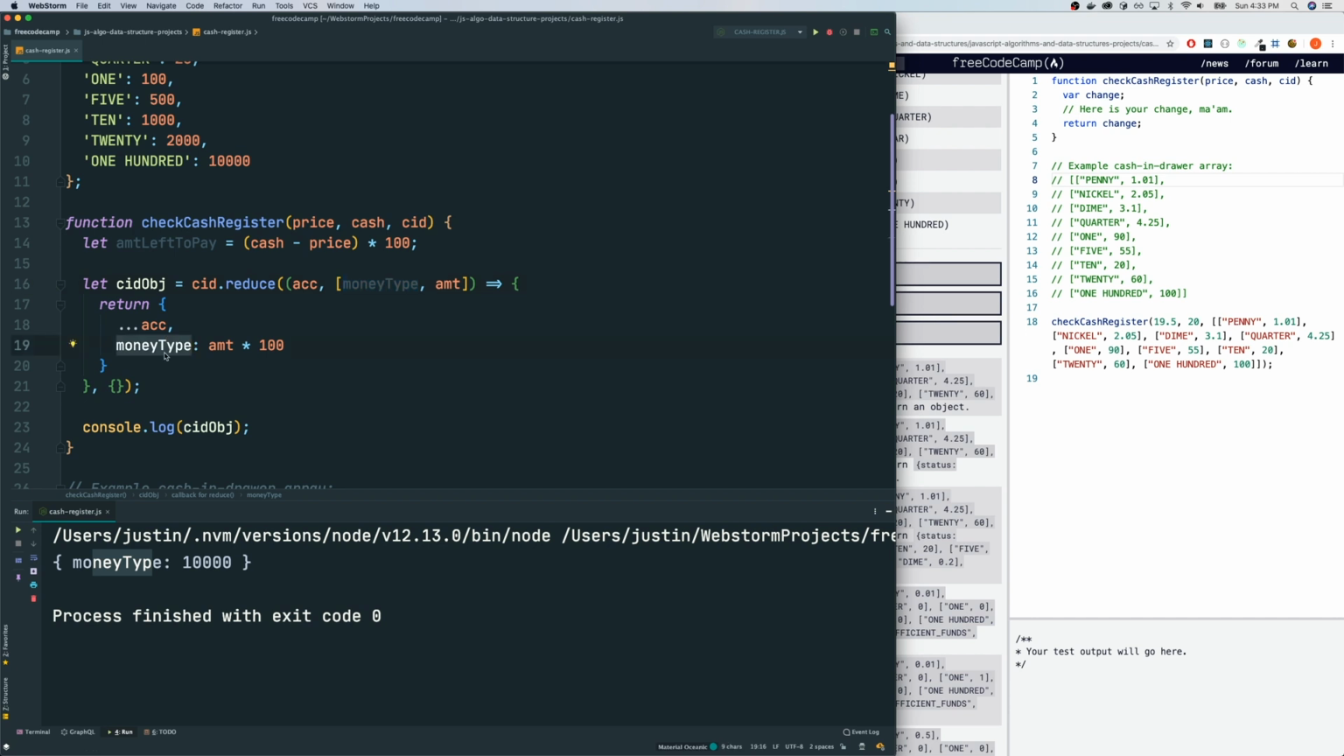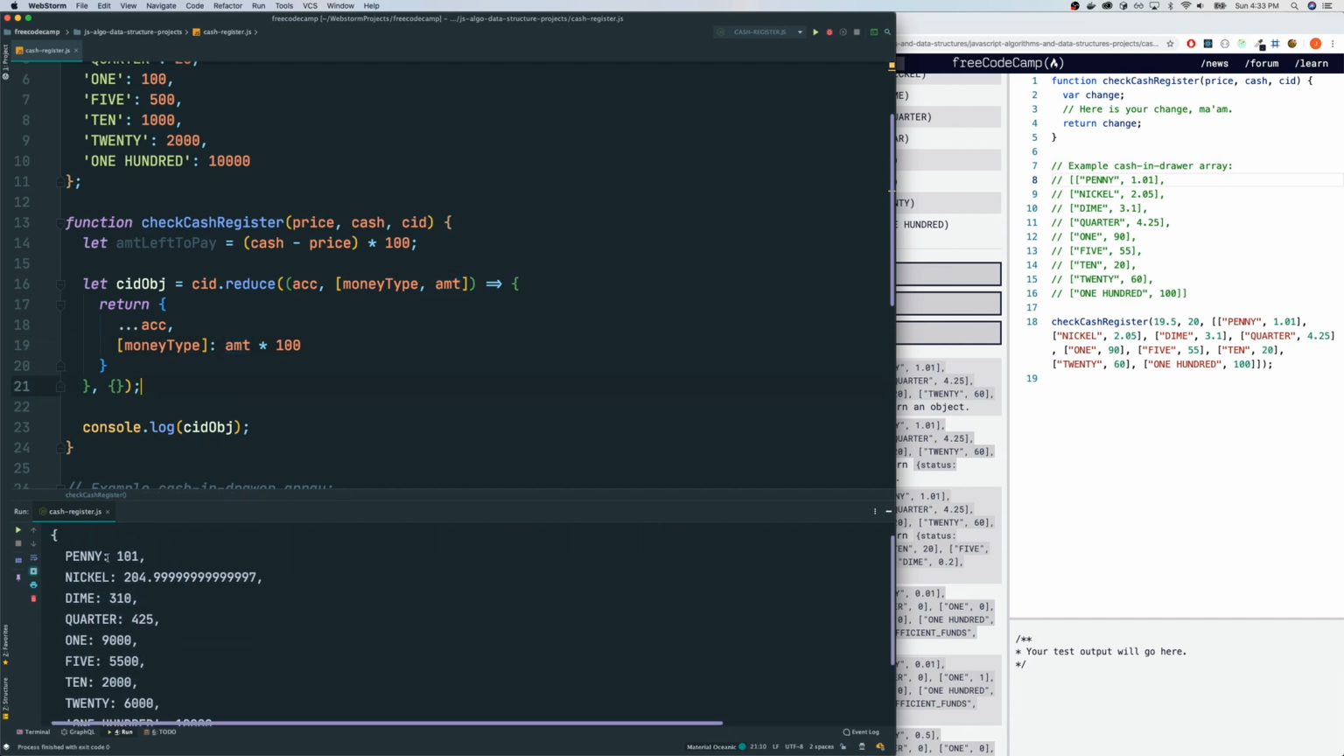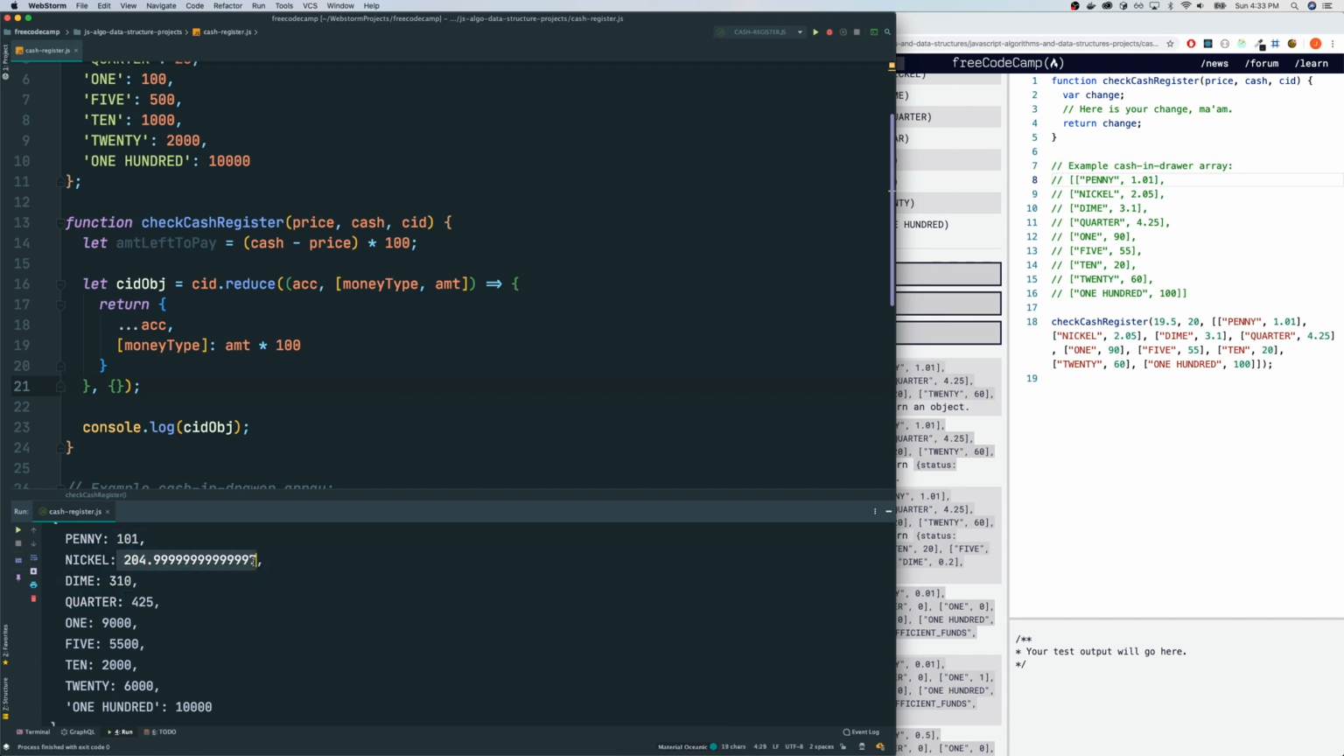So the way that we do that is we just put square brackets around it. Whoops. Square brackets, like so. Now let's console log again, see what we get. So now this is more like it. Although we have this kind of crazy thing going on here. So this is again JavaScript being JavaScript. For some reason, when we multiply by 100, it gave us this crazy nonsense here.